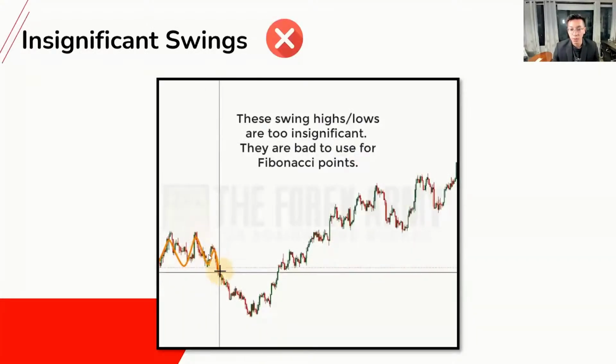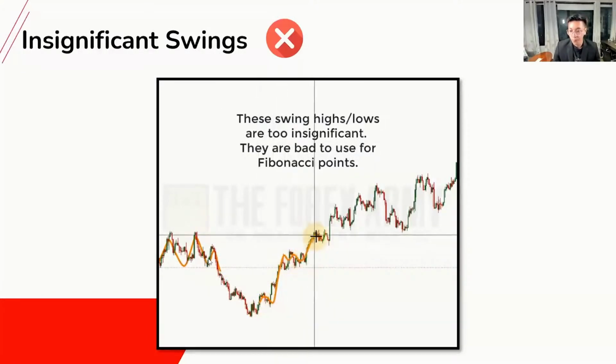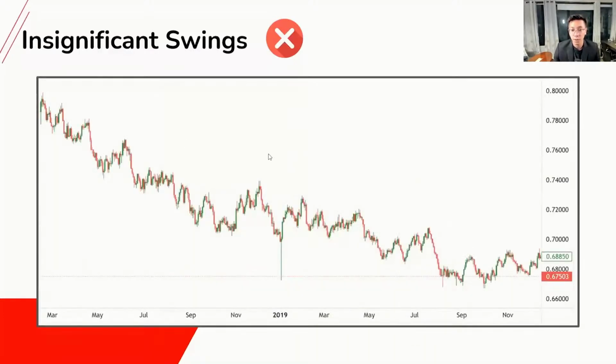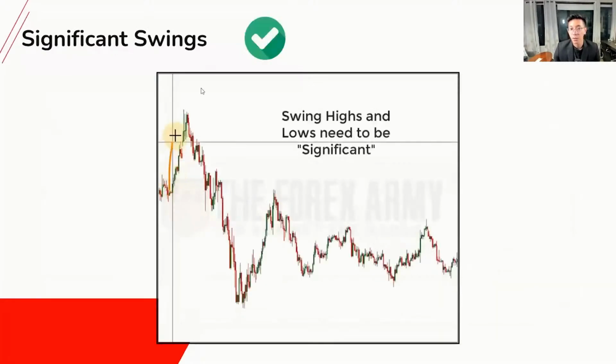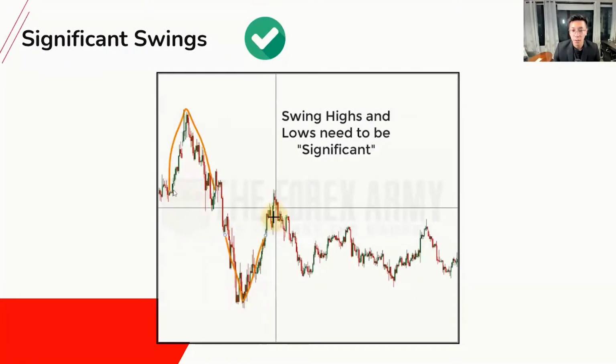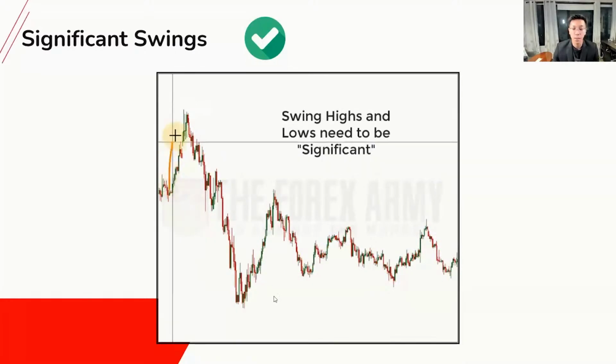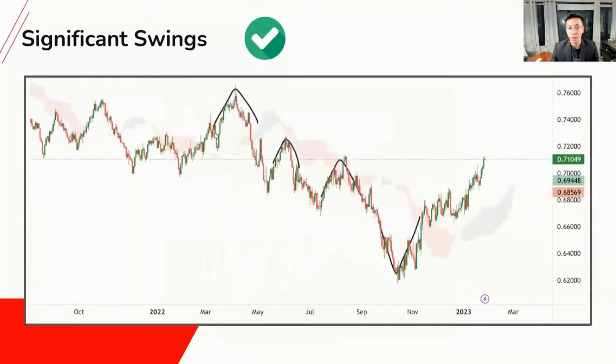So these are insignificant swings because the movements are too narrow. You cannot see significant swings. This is another example of an insignificant swing, because you can see right here the movements are too small and we don't have a spike upwards or downwards. These are significant swings: a long rally upwards and a long drop downwards. So these are significant swing highs and lows. You can see here the triangular patterns, significant swing highs and swing lows.